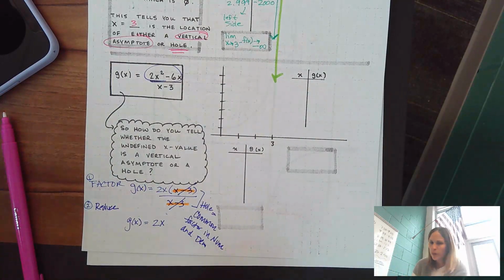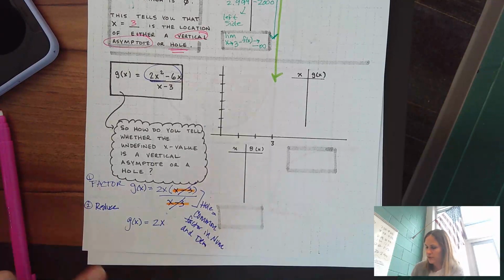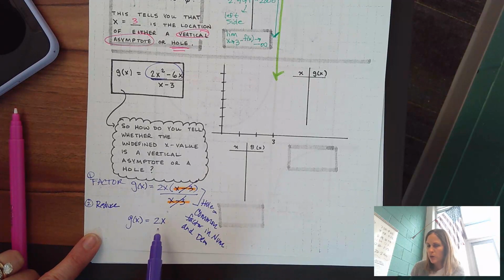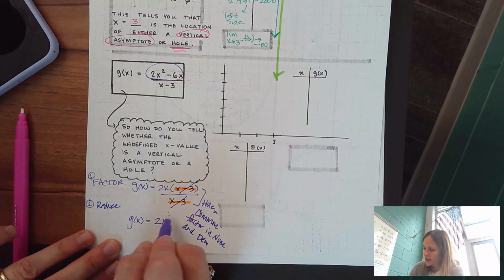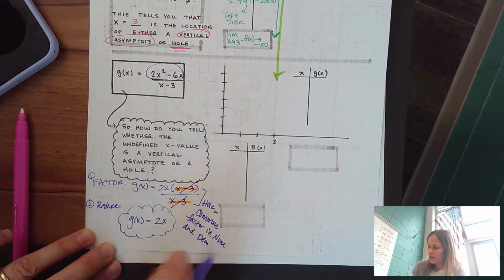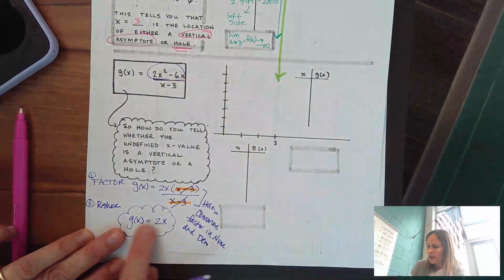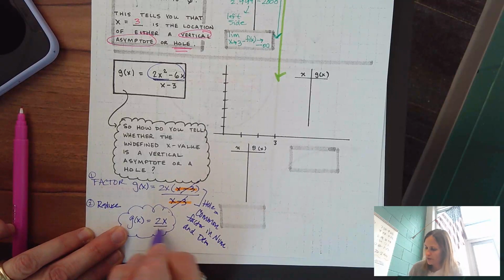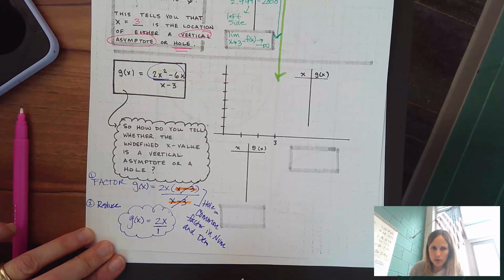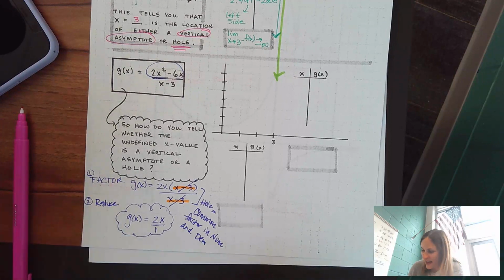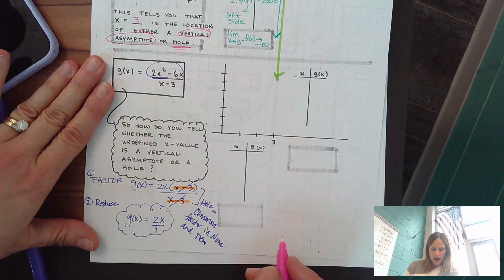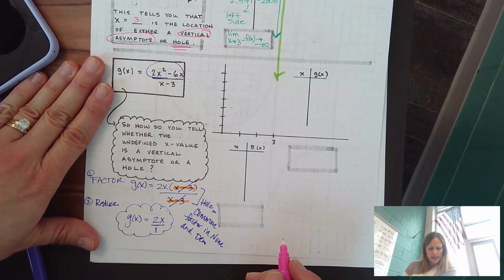Okay, so how do we know where that hole exists? First, we figured out the hole there because there was a common factor on top and bottom. The other thing I want you to notice is that this function now, we're always going to use this function. This function now is what I'm going to use to graph. It is a linear function. There is no vertical asymptote. How do I know? Because the denominator is 1, right? If I set my denominator equal to 0, I'm going to get nothing. I don't have anything.